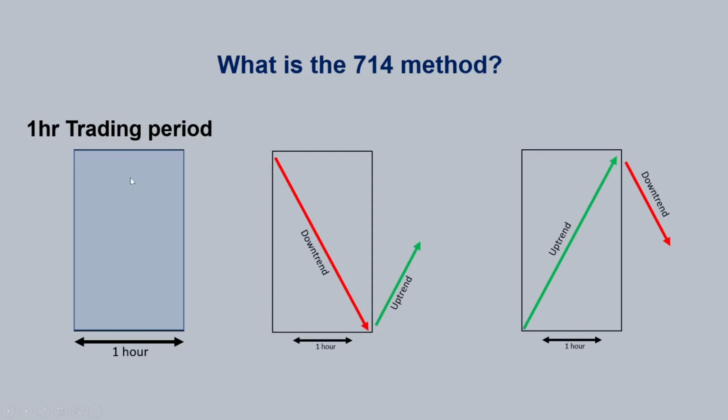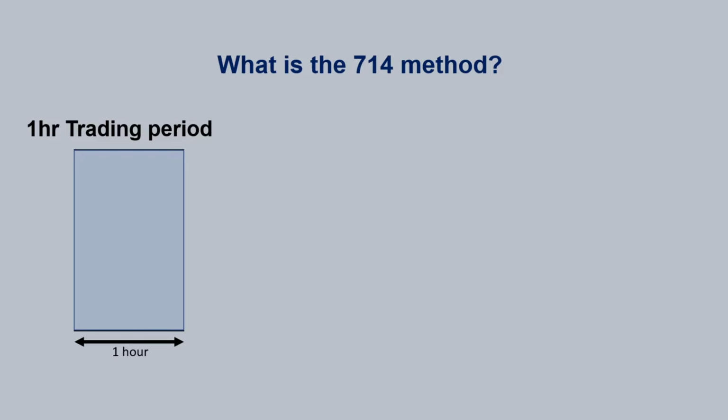So within this 1 hour time period, if we are in a downtrend, our expectation is that it will turn into an uptrend after this whole 1 hour time period finishes. Or if we are in an uptrend, we bounce into a downtrend by the end of that 1 hour time period. So that's just how it is.